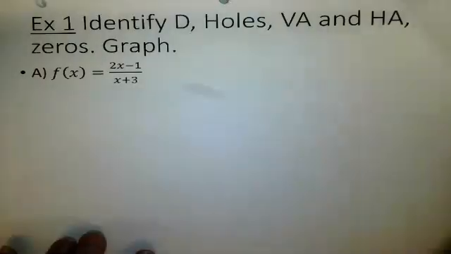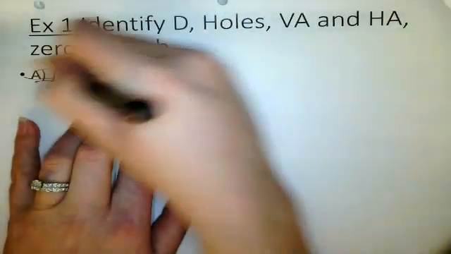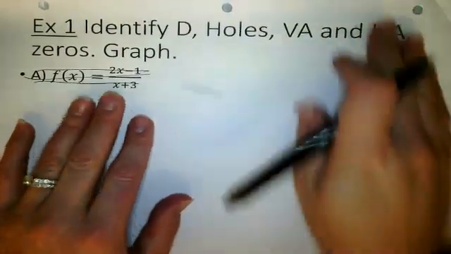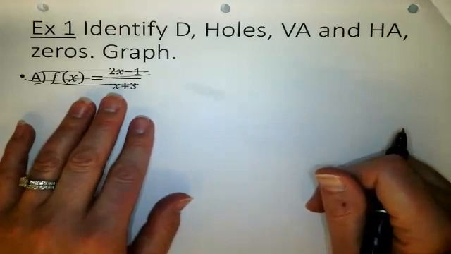So we're going to try some. I want you to write down the directions, but I don't want to do letter A, so we're not going to do letter A. So write down the directions, and then I'll go to letter B. Example 1: identify the domain, holes, vertical asymptote, horizontal asymptote, zeros, and graph.